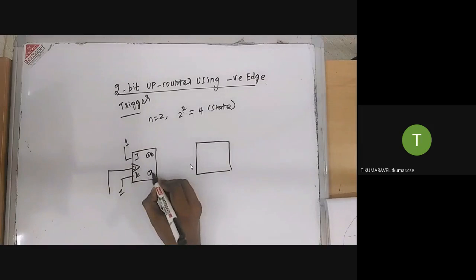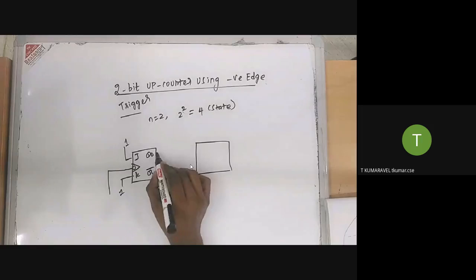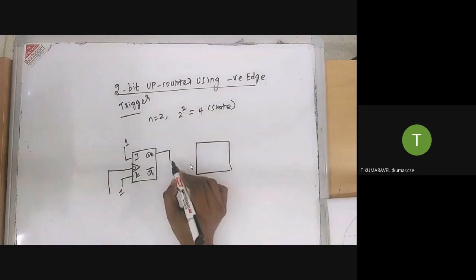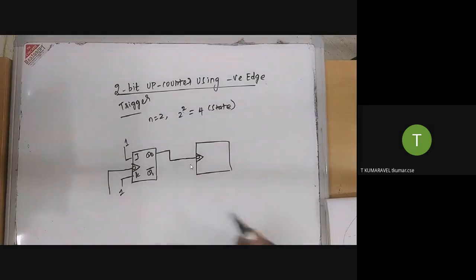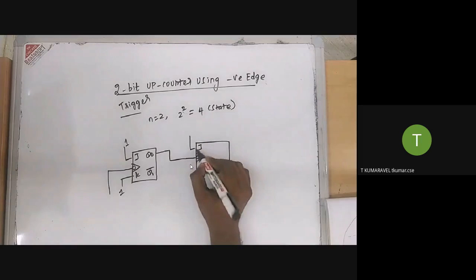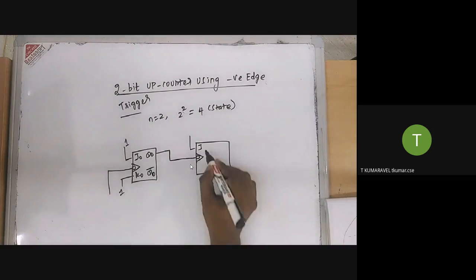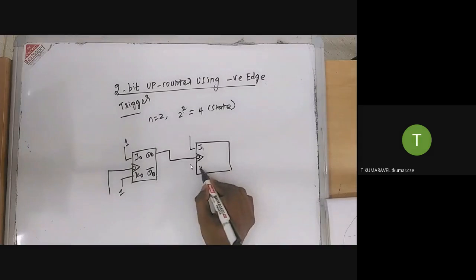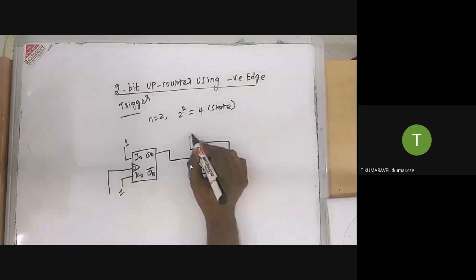What is the meaning of ripple carry counter? Ripple carry counter is otherwise called an asynchronous counter. What is the meaning of asynchronous counter? The output of the first flip-flop acts as the input clock for the next flip-flop. That's why it's called an asynchronous counter. This is the first flip-flop, so I denote it as 0. This is the second flip-flop, so I denote it as 1. The initial value of J and K is 1 and 1.